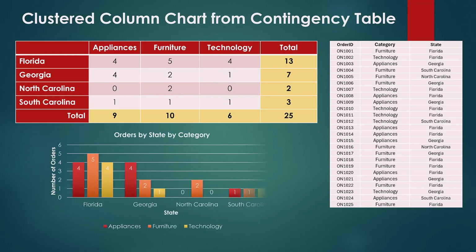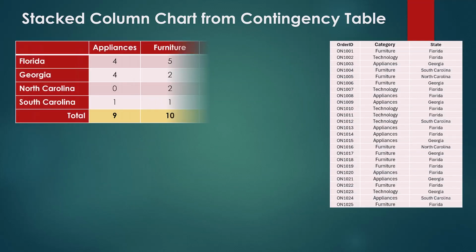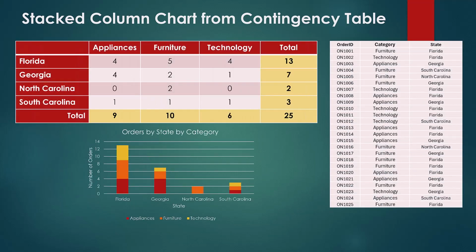We can create a clustered column chart of frequencies. So for Florida, we have a cluster of frequencies, one for each category of items: appliances, furniture, technology. So this gives a nice visualization of how the frequencies are distributed amongst states and amongst category of products. We can also do a stacked column chart.